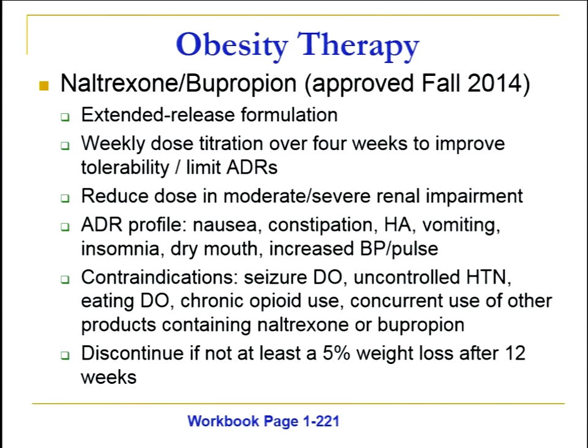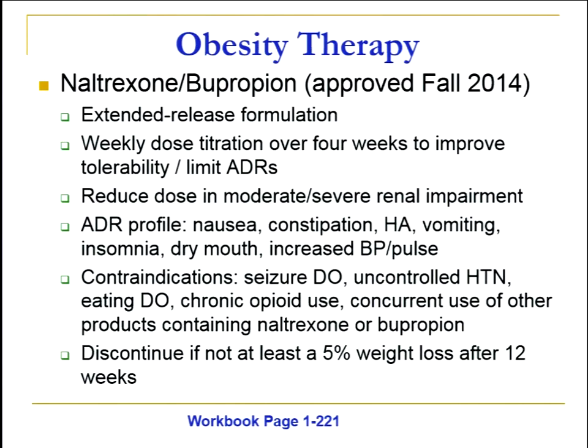Another combo product. Again, neither one of these agents is new, but the combination product technically was the combination of naltrexone and bupropion. This was approved in 2014 as an extended release formulation. You usually titrate the dose weekly after about 4 weeks to improve tolerability and limit the adverse effects of the medication. So it's kind of a start low and go slow. You want to reduce the dose in patients with renal impairment. Lots of side effects again. We see the same resounding theme here: nausea, constipation, headache, vomiting, insomnia, dry mouth, increased pulse and blood pressure.